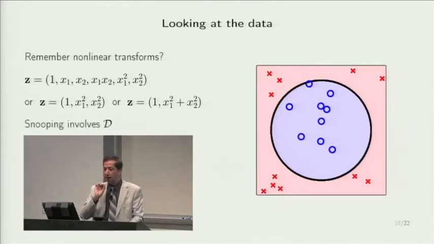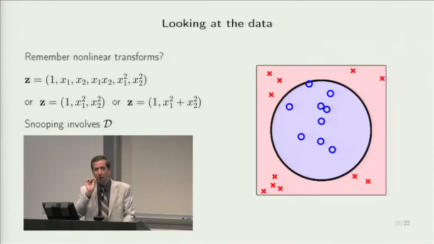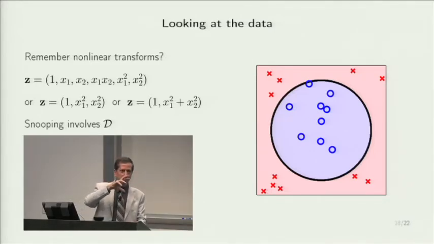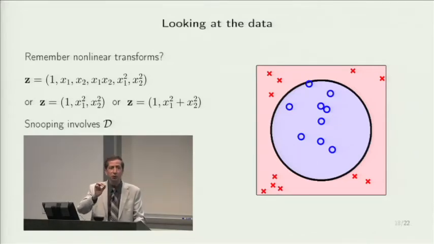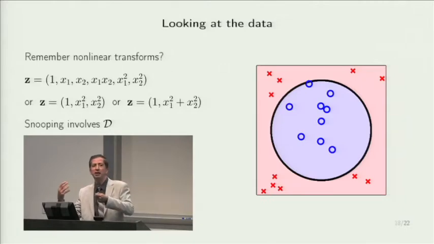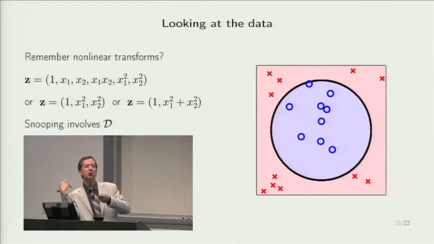Now, it is very important to realize that the problem here is that the snooping involves the data set, okay? Because when you look at the data set, you are vulnerable to designing your model or your choices in the learning according to the idiosyncrasies of the data set. And therefore, you may be doing well on that data set, but you don't know whether you will be doing well in another independently generated data set from the same distribution, which would be your out of sample.